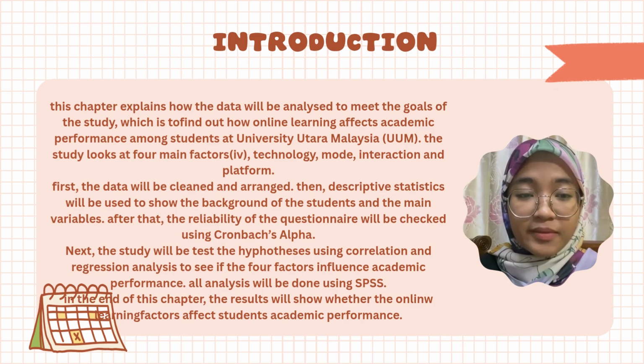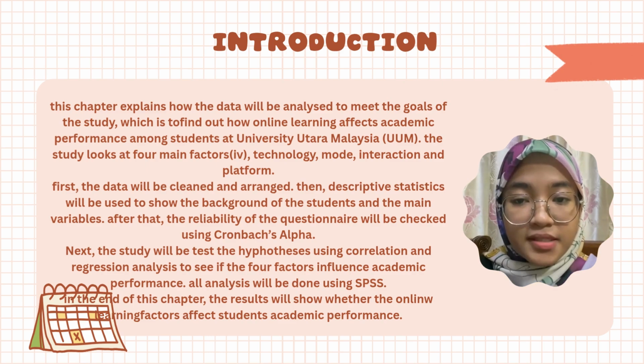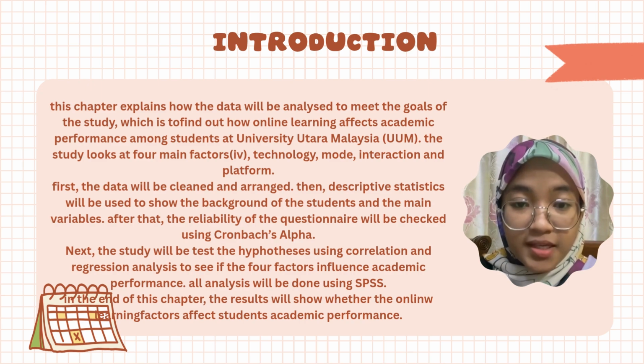Then, descriptive statistics will be used to show the background of the students and the main variables. After that, the reliability of the questionnaire will be checked using Cronbach's Alpha. The study will test the hypotheses using correlation and regression analysis to see if the four factors influence academic performance. All analysis will be done using SPSS. By the end of this chapter, the results will show whether the online learning factors affect students' academic performance.